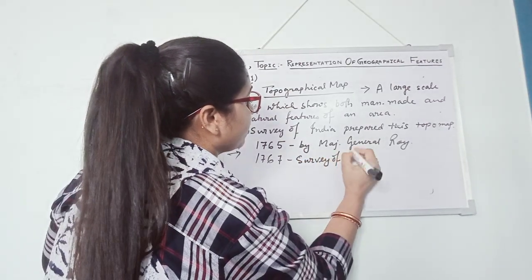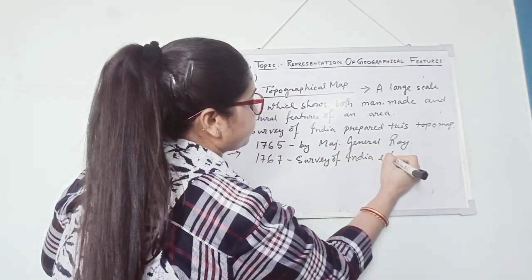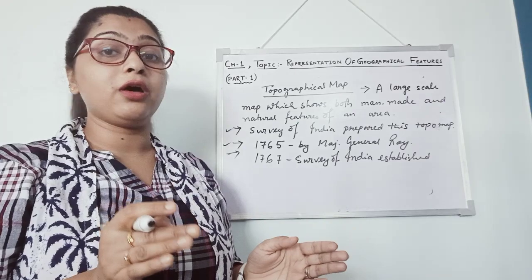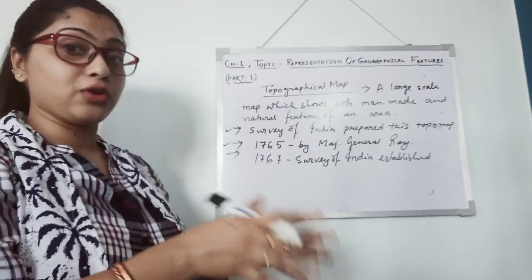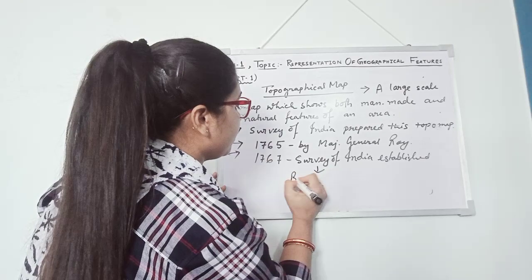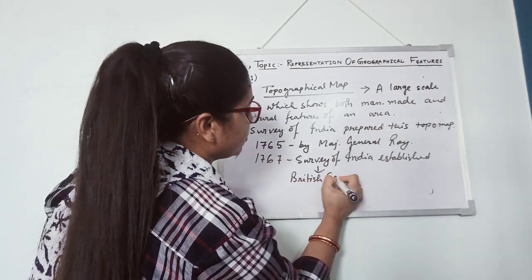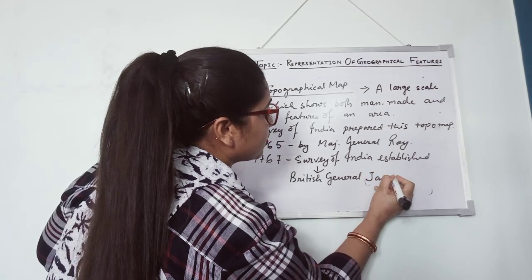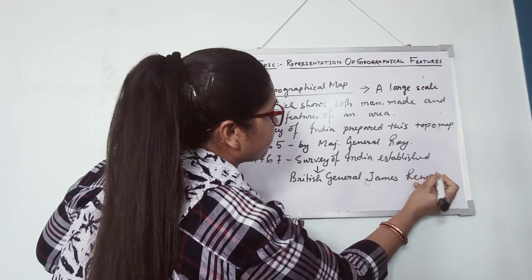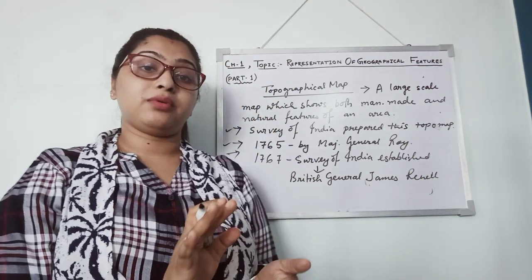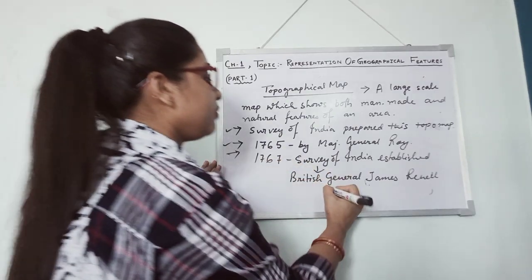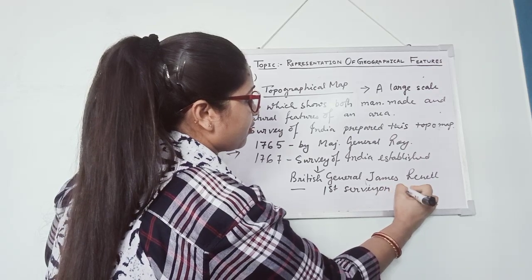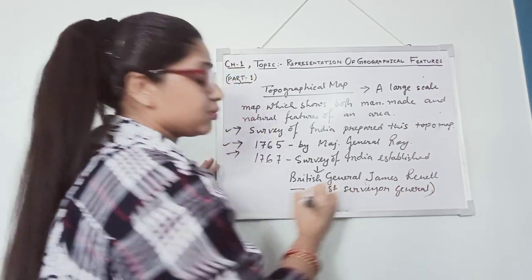Survey of India established. And who was the first Surveyor General of India at that time in Survey of India's office? British General James Rennell. Okay, British General James Rennell became the first Surveyor General. Is it clear, student?